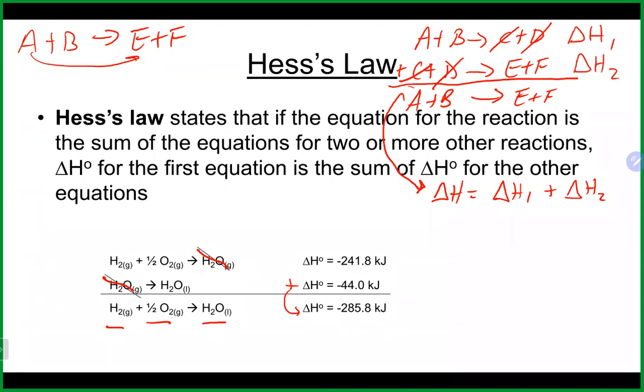kilojoules. That means that process is endothermic or exothermic. It is exothermic. It's a negative number, so it is exothermic. Any questions on that there?